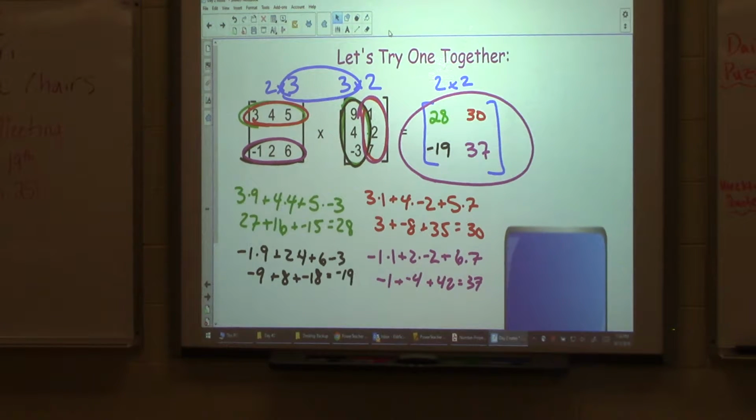Remember, we're always taking a row from the first matrix, multiplying it by a column from the second matrix. If we're stuck, ask a question. Raise your hand. As smart as I am, I can't read your mind.